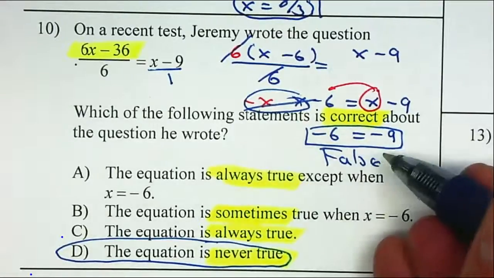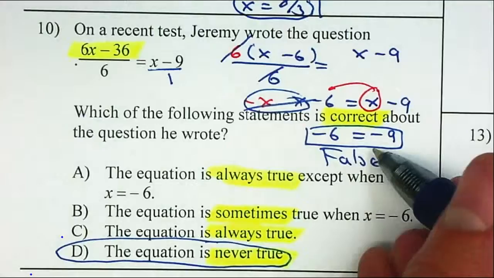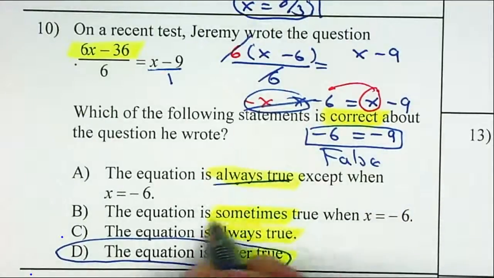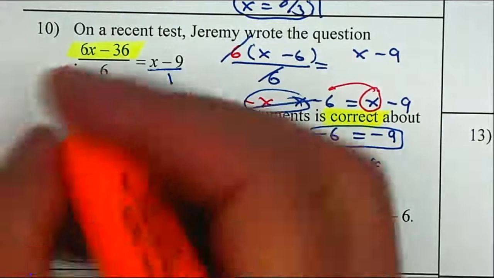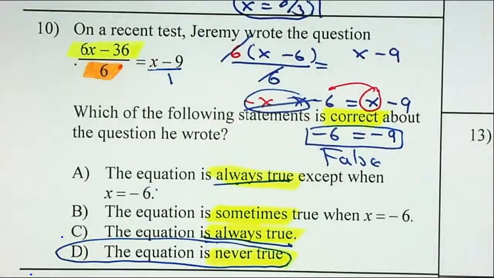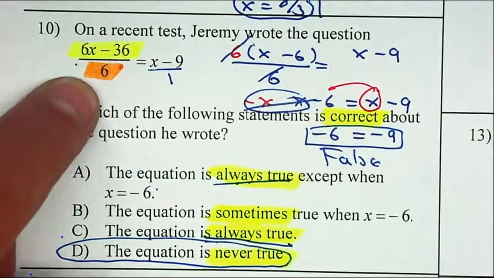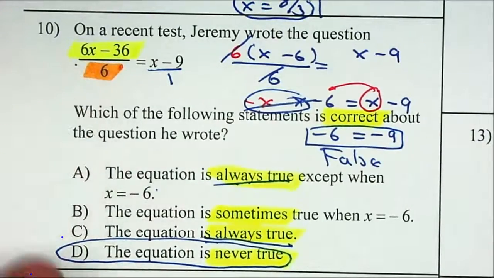That's whenever the x's or y's cancel. If it gives you a true statement, it's going to be always true. And remember to check whether you have an exception. An exception is whenever you have an x in the denominator. In this case, there's no x in the denominator, so we will not have an exception because x cannot be 0. So in this case, the answer will be D.